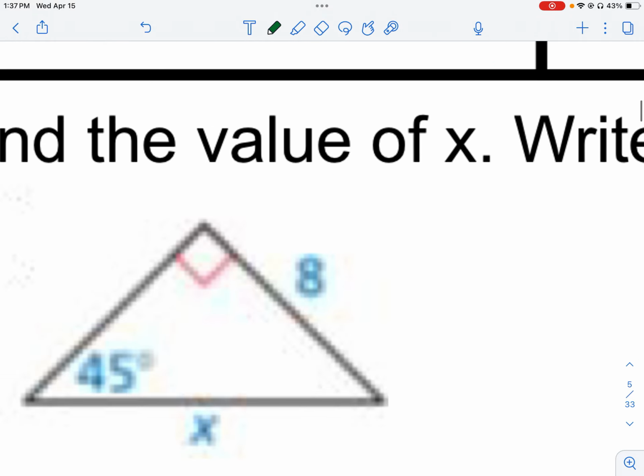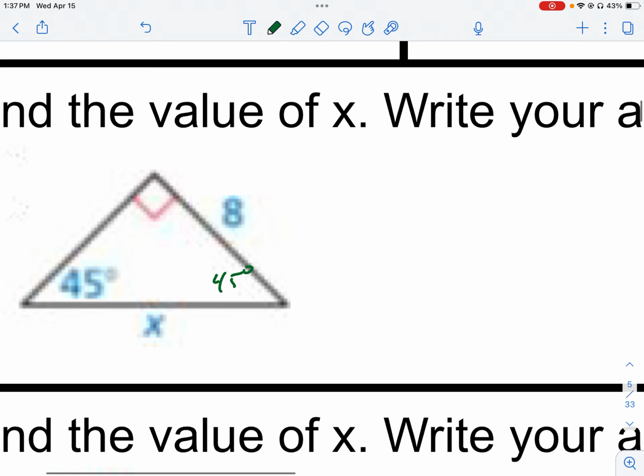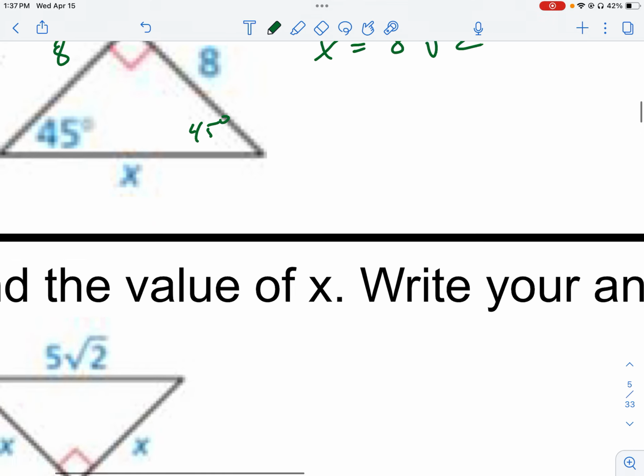So let's look at some examples. Well, here we have a 45-45-90, because the two acute angles have to add up to 90. We have one leg that's 8, so we're going to have another leg that's 8. So x is going to equal 8 times radical 2. Easy enough.